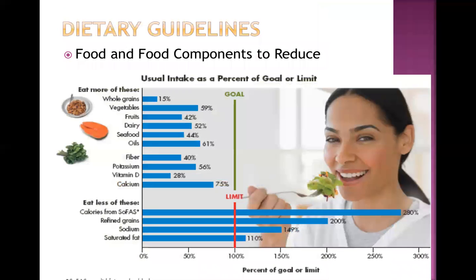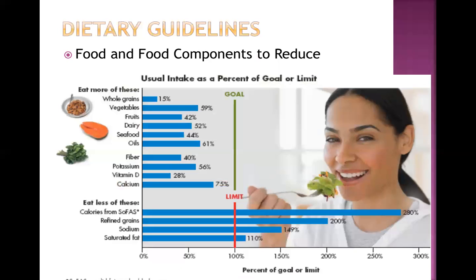The dietary guidelines recommend foods to increase our consumption of as well as foods to decrease our consumption of. On the top are foods that we need to increase our consumption of because we are not meeting our goals for them. And you can see these are all what I would consider healthy, nutritious foods. On the bottom are foods that we are eating too much of and we need to reduce our consumption of.